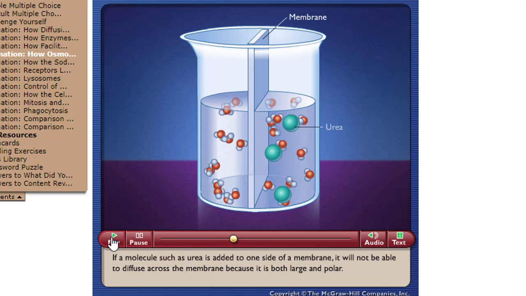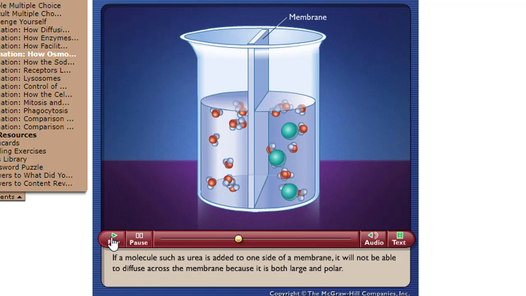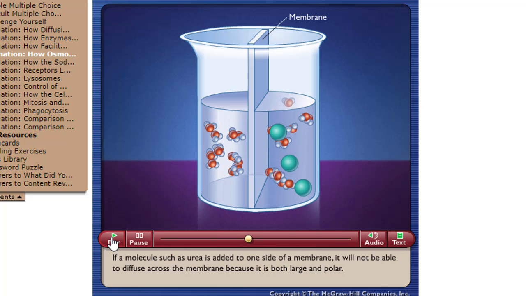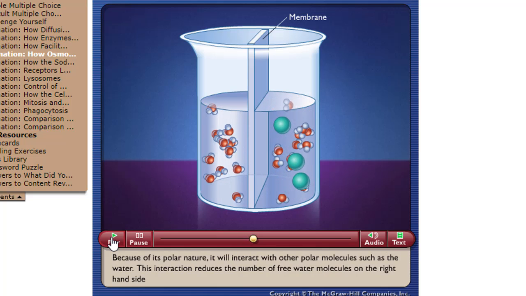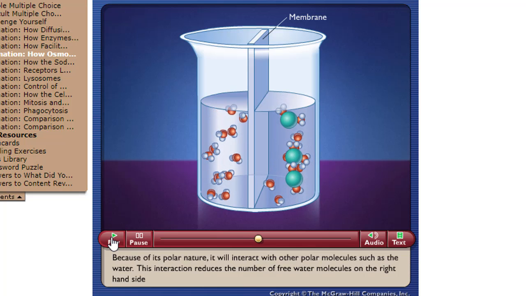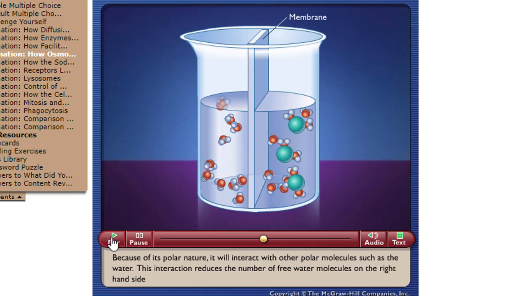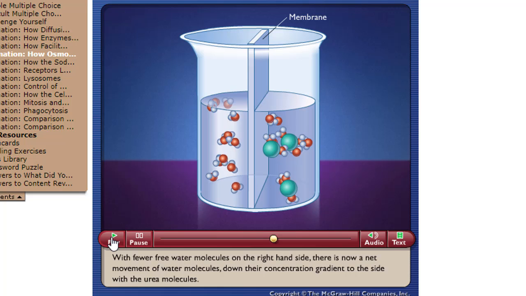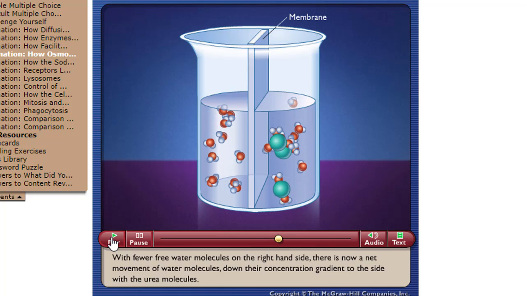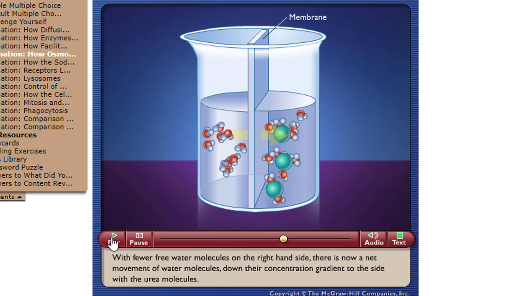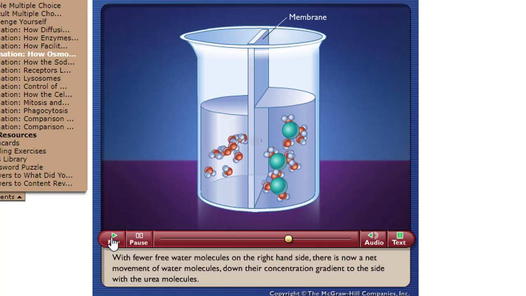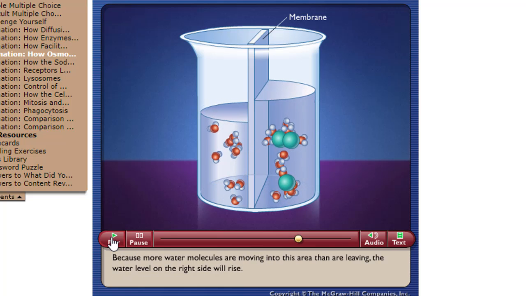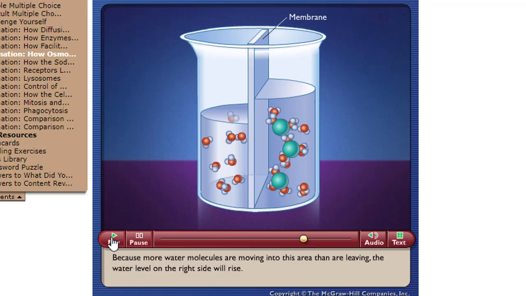If a molecule, such as urea, is added to one side of a membrane, it will not be able to diffuse across the membrane because it is both large and polar. Because of its polar nature, it will interact with other polar molecules such as the water. This interaction reduces the number of free water molecules on the right-hand side. With fewer free water molecules on the right-hand side, there is now a net movement of water molecules down their concentration gradient to the side with the urea molecules. Because more water molecules are moving into this area than are leaving, the water level on the right side will rise.